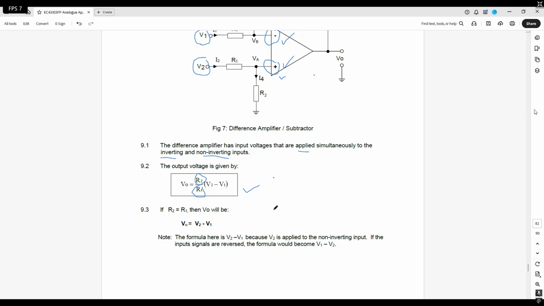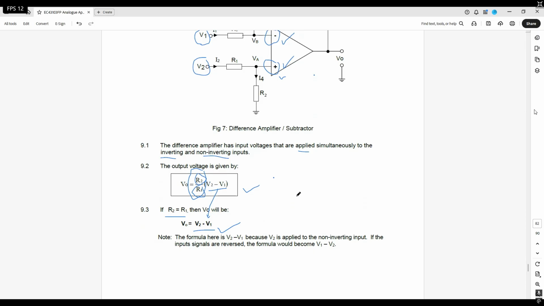Okay, we move on. Now they say, what happens if R2 equals R1? Then, very obvious, this whole ratio becomes 1, and you are left with V2 minus V1. That will be your output voltage. Because if both are equal, they cancel out, and you are left with only V2 minus V1, which is from here. Of course, the condition here is R2 equals R1. Both resistors are equal.